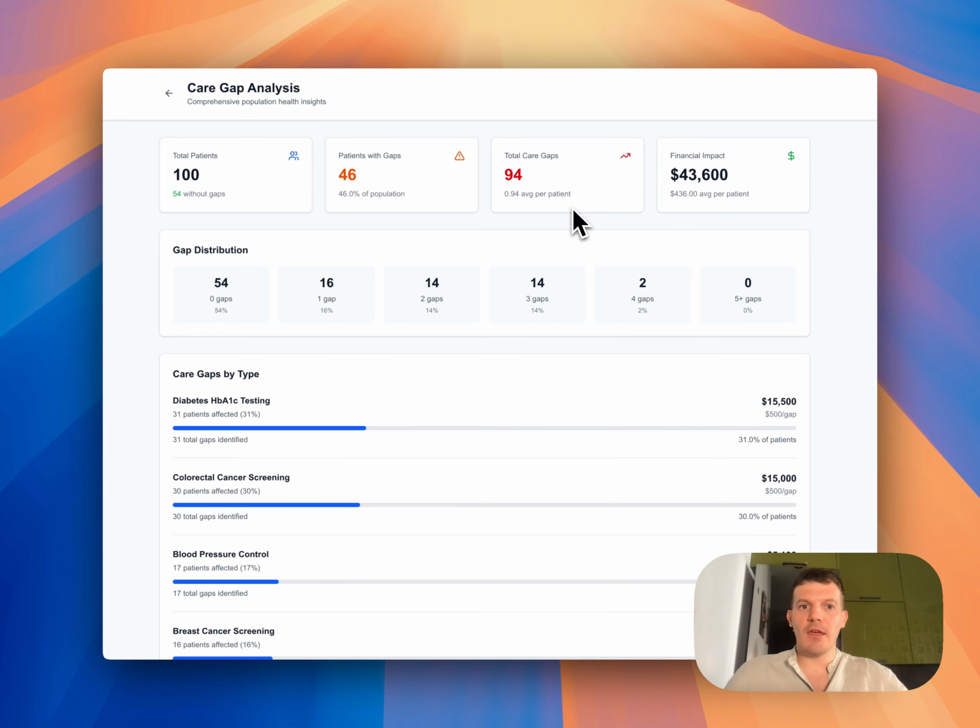So you can see that the system identified care gaps worth $43,000 for 100 patients, and it also identified $400,000 for 1,000 patients. This is the kind of ROI healthcare organizations can get when they properly combine clinical knowledge with AI systems.